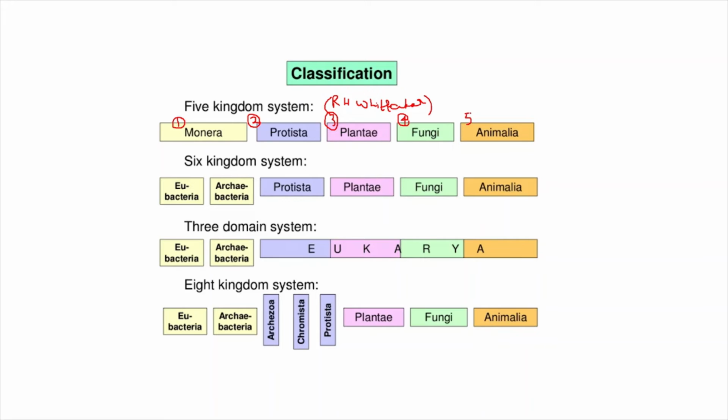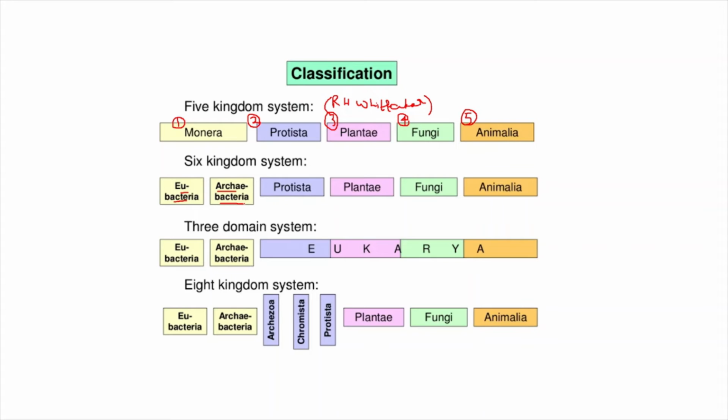So later, while developing the 6 kingdom system of classification, what did taxonomists do? They actually split up Monera into eubacteria and archaebacteria. The rest of the things remain the same. So after splitting of Monera, they gave rise to 2 new kingdoms, eubacteria and archaebacteria, and the rest we had Protista, Plantae, fungi, Animalia. So altogether we have a 6 kingdom system of classification.